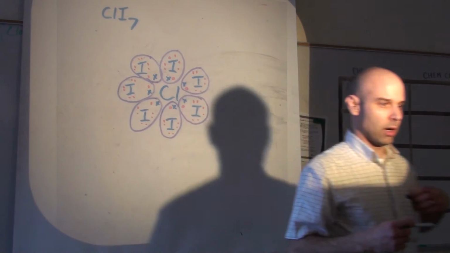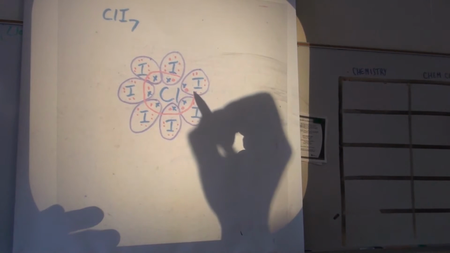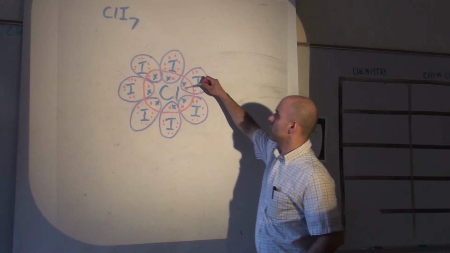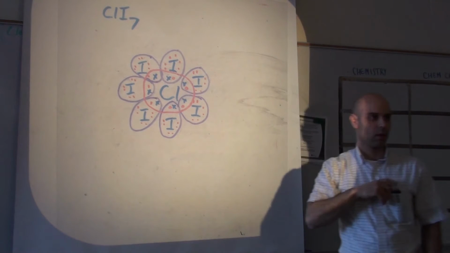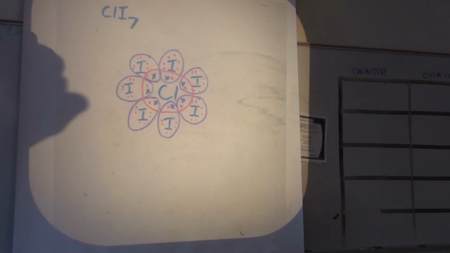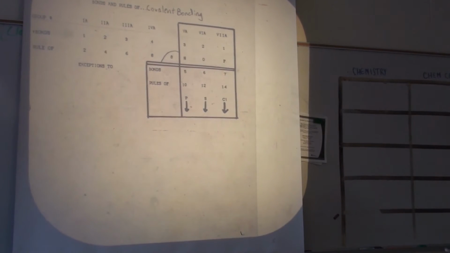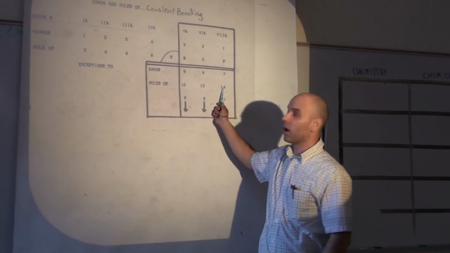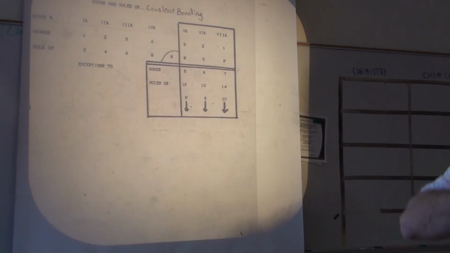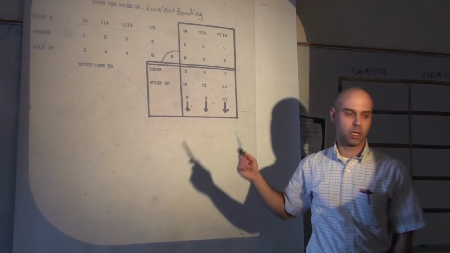And what about the iodine in the center? The iodine in the center has 2, 4, 6, 8, 10, 12, 14. So here's an example of chlorine following the rule of 14. So chlorine has the option of following the rule of 8 or the rule of 14. Chlorine on down, so chlorine, bromine, and iodine all have the option of following the rule of 8 or 14.